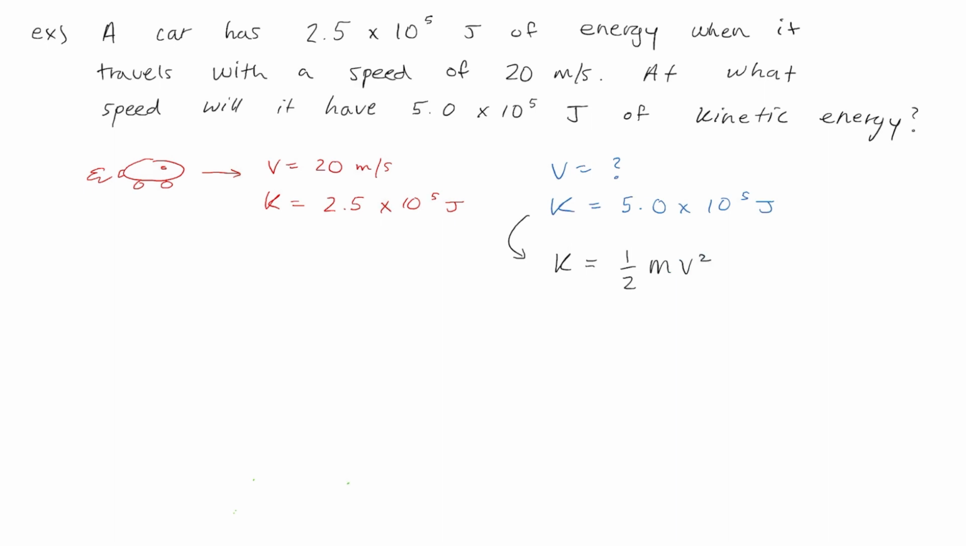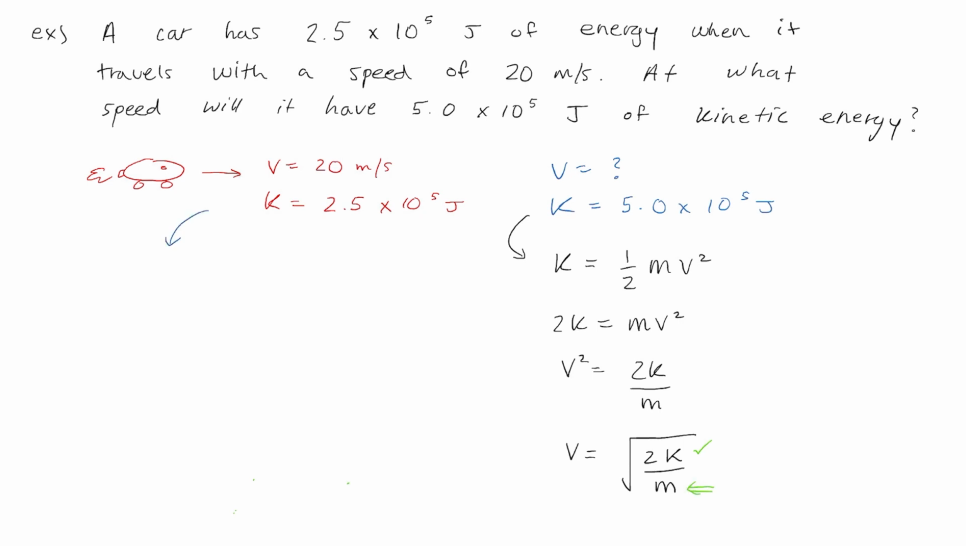Now the first thing I want to do is write out my kinetic energy equation, which would be K equal to 1/2 mv squared. Now we want to solve for the speed of the object, so we will rearrange and isolate for v. And when we do that, we get this equation. And now we know the kinetic energy, but what we're missing is the mass.